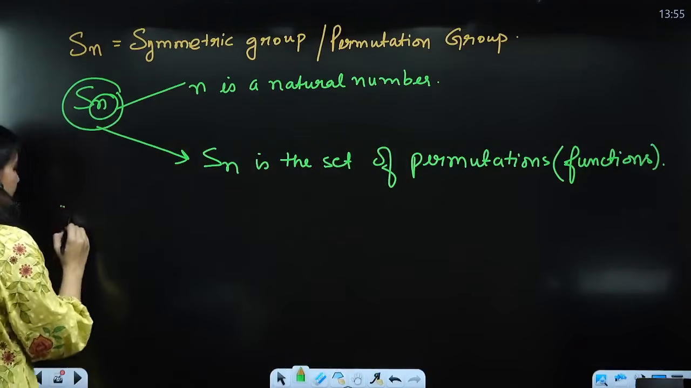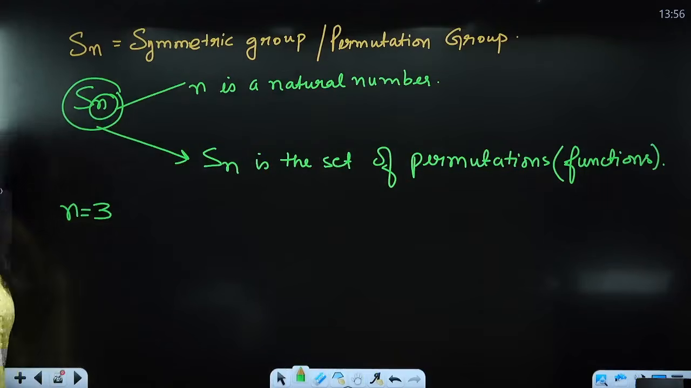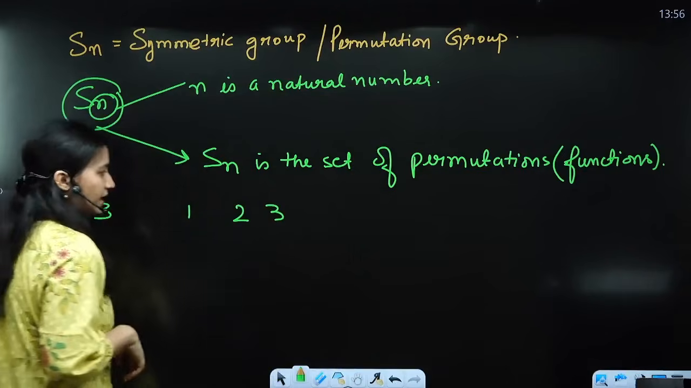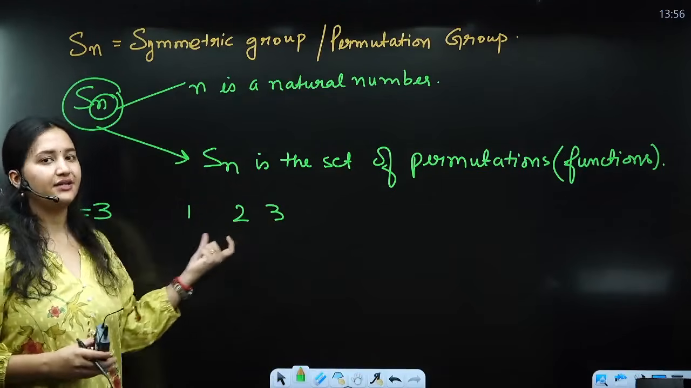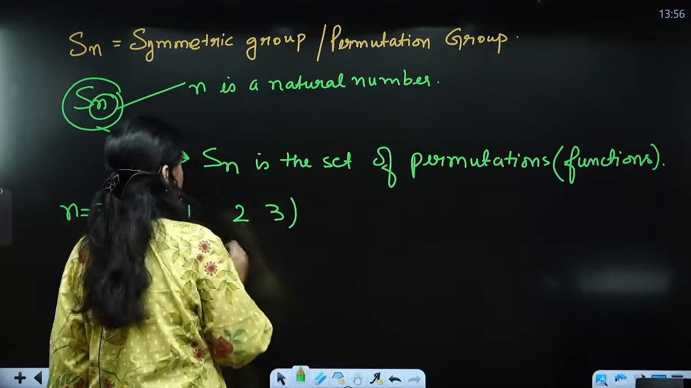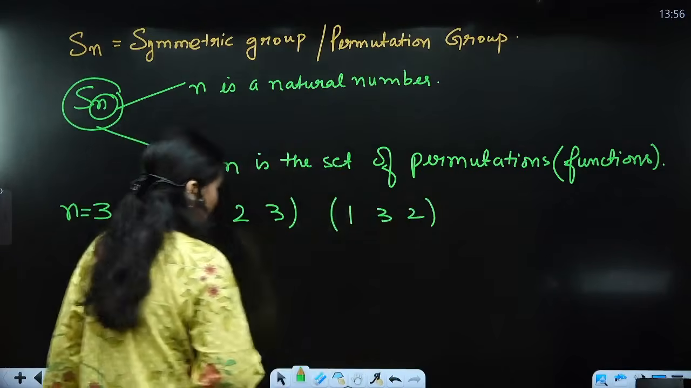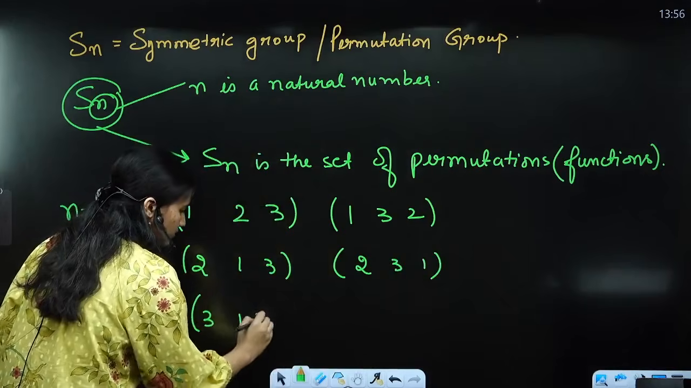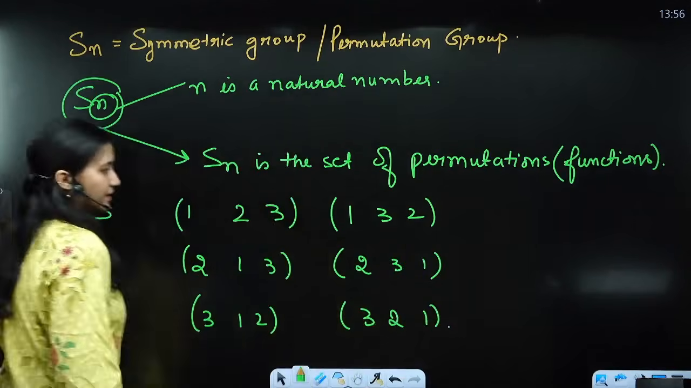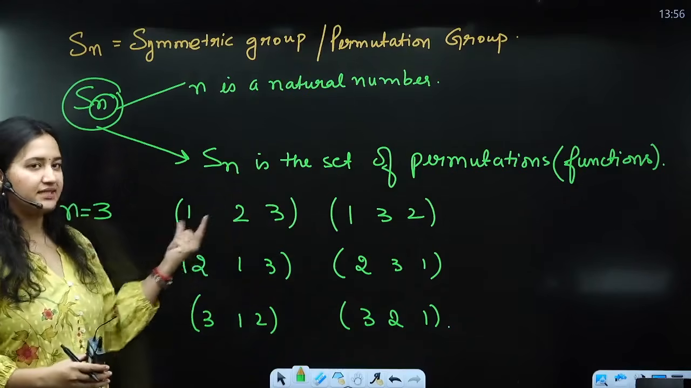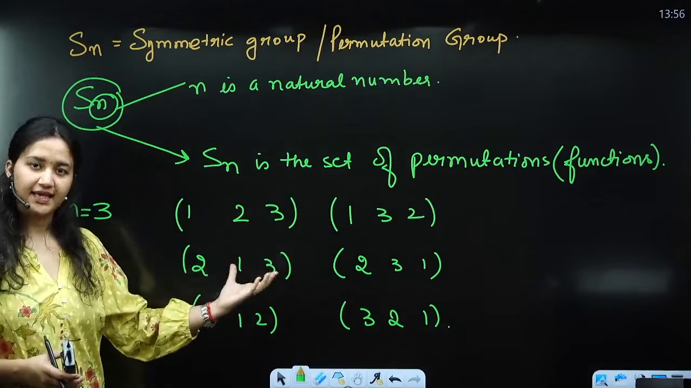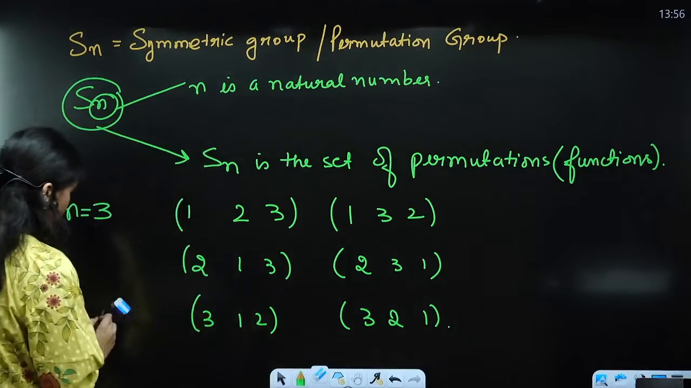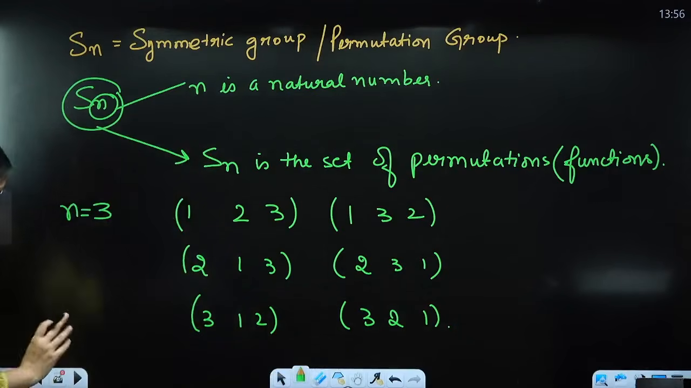First, just understand, if I take n equals 3, and I write the natural numbers 1, 2 and 3, in how many ways can I rearrange these three numbers? It can be written as 1, 3, 2, or 2, 1, 3, or 2, 3, 1, or 3, 1, 2 and 3, 2, 1. Basically, in how many ways I can arrange these natural numbers is the idea behind permutation. Okay, fine. Did you understand this much? Now, why do we call them functions or permutations? That we will understand now.